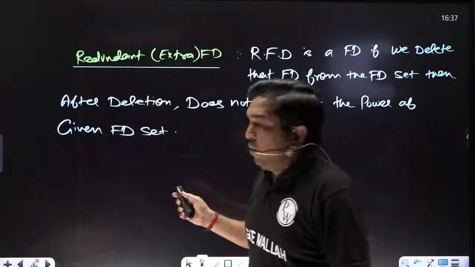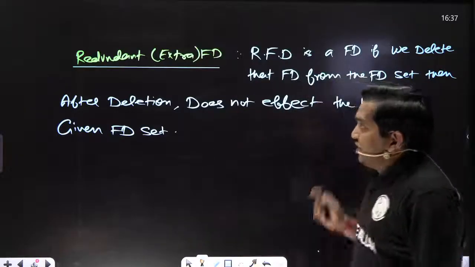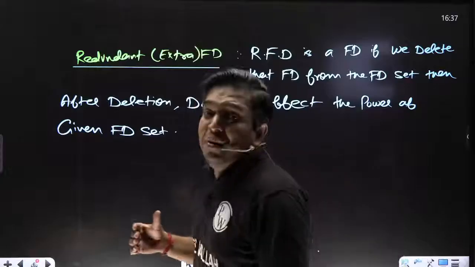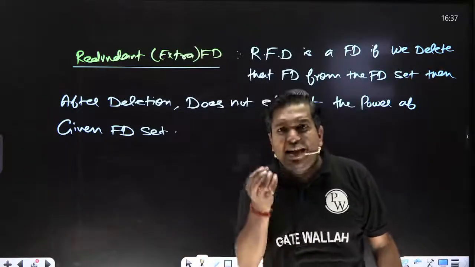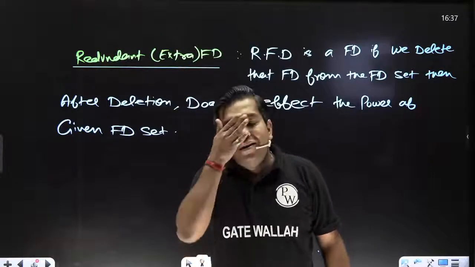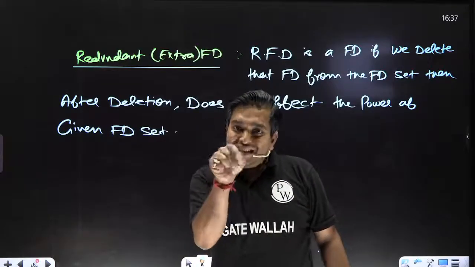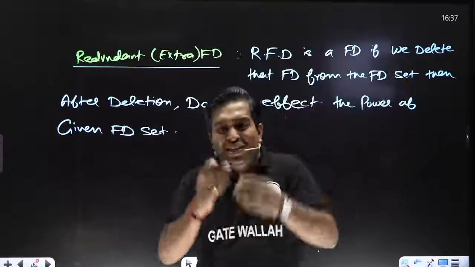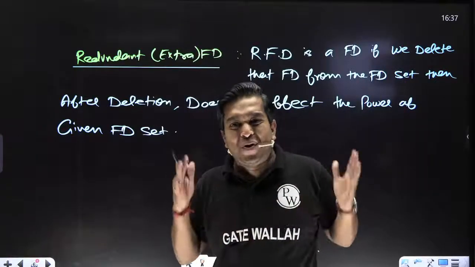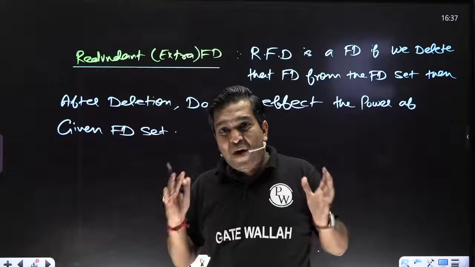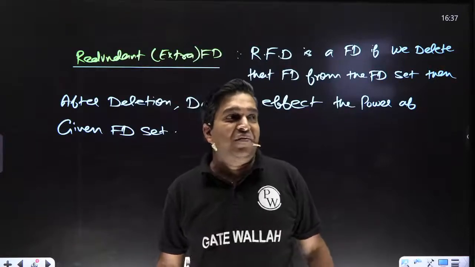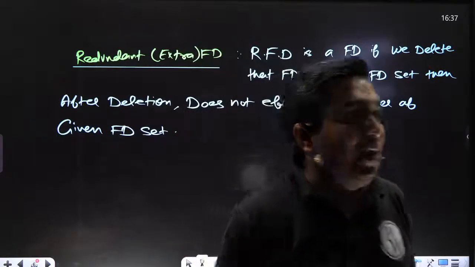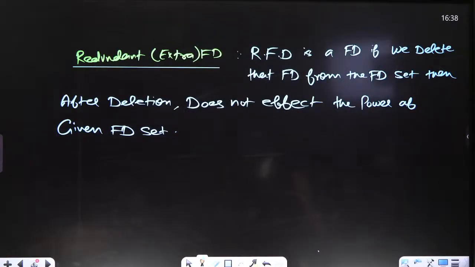First of all, we understand what is the meaning of redundant FD. Redundant FD means extra FD. As the name indicates, extra means extra. Extra FD means if we delete that FD, after deletion it does not affect the power of the FD set, my dear.